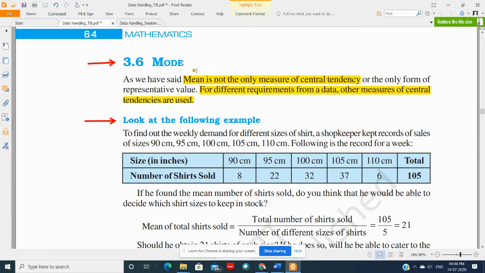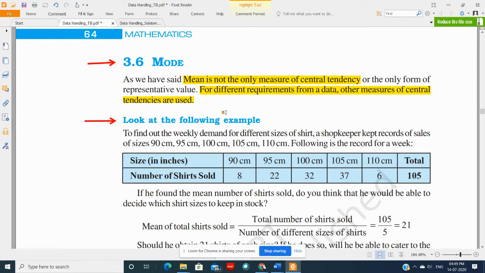Okay, so let's begin. See, we know that mean is not the only measure of central tendency, right? Of course, there are three methods like mean, median, and mode. But then how do we decide which method of representative values we are supposed to take? So for different requirements from data, other measures of central tendency are used. Depending on our requirement, we use either mean, mode, or median.